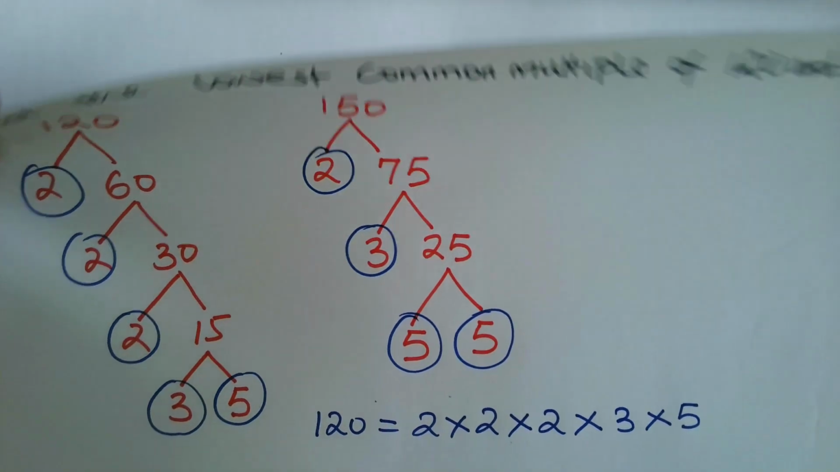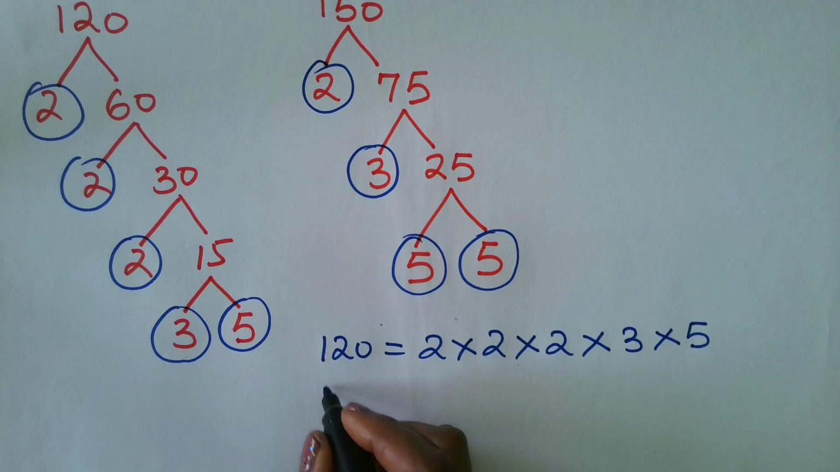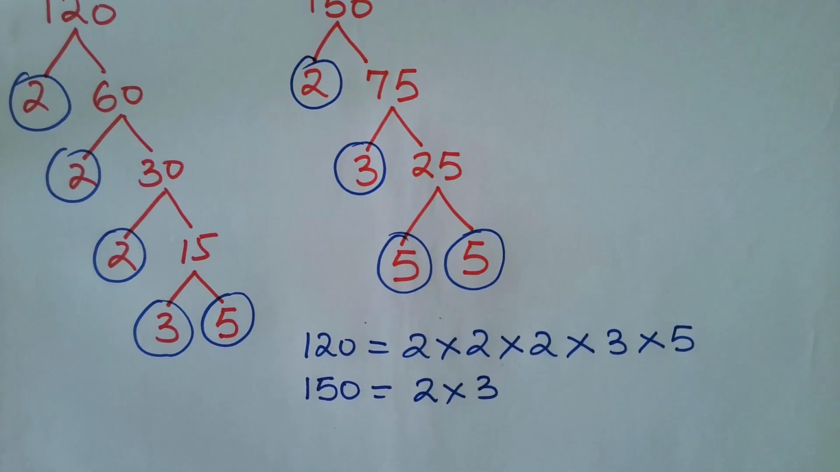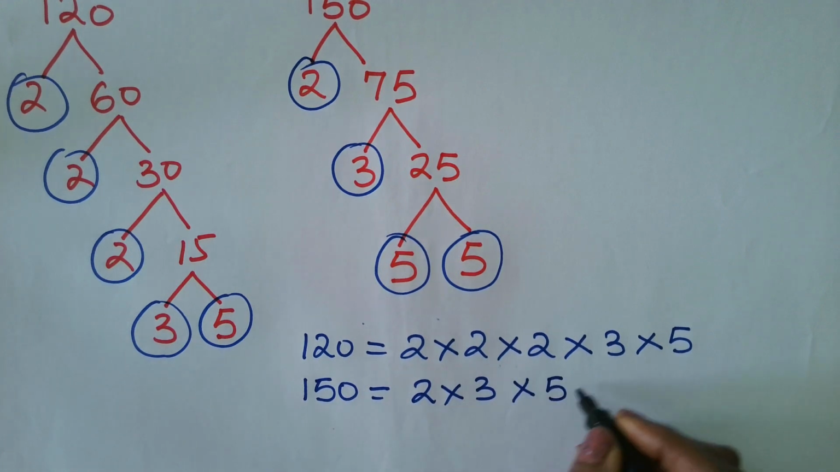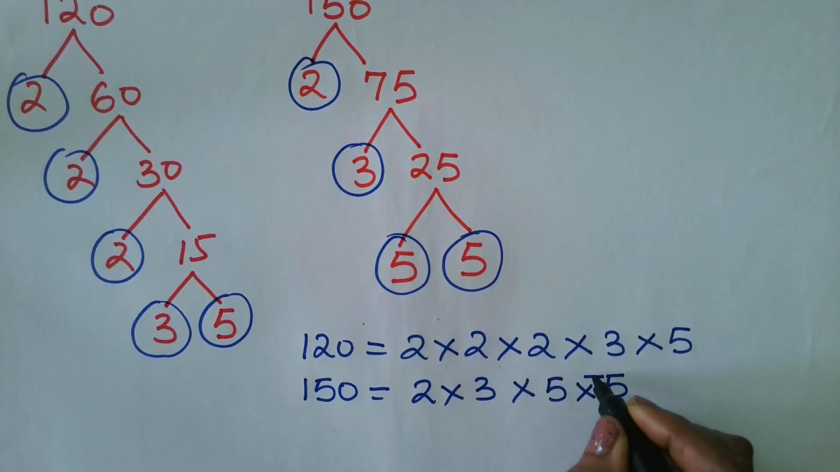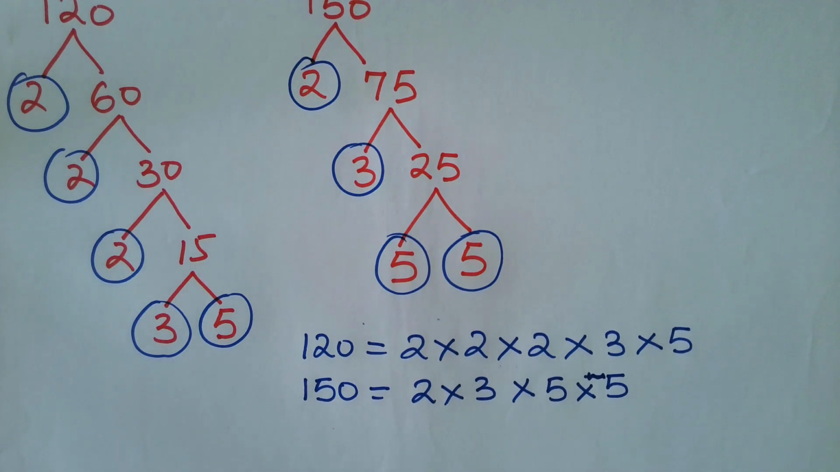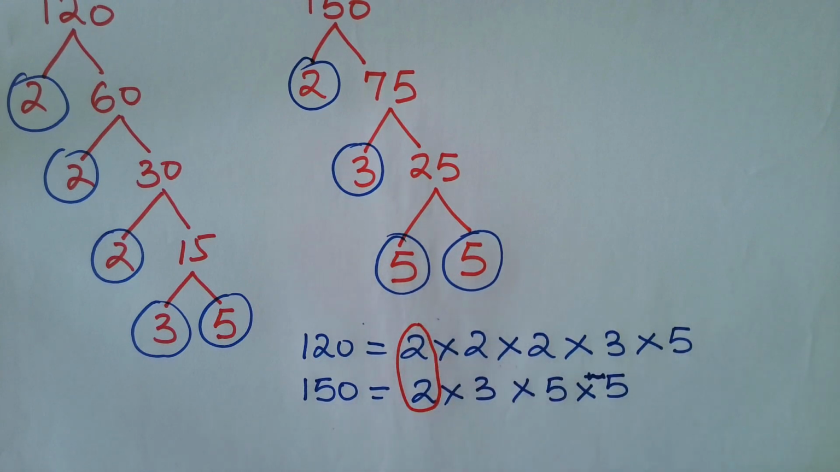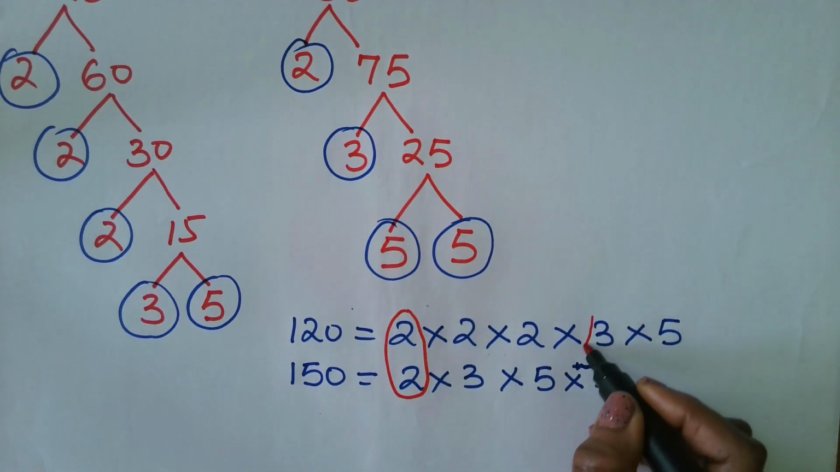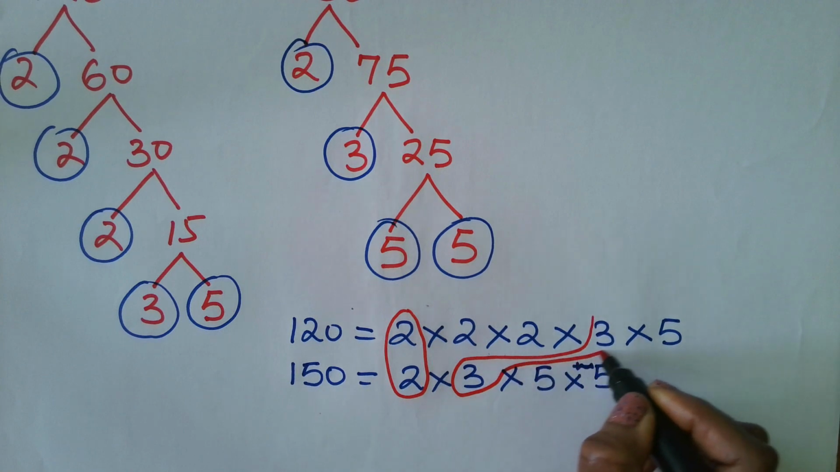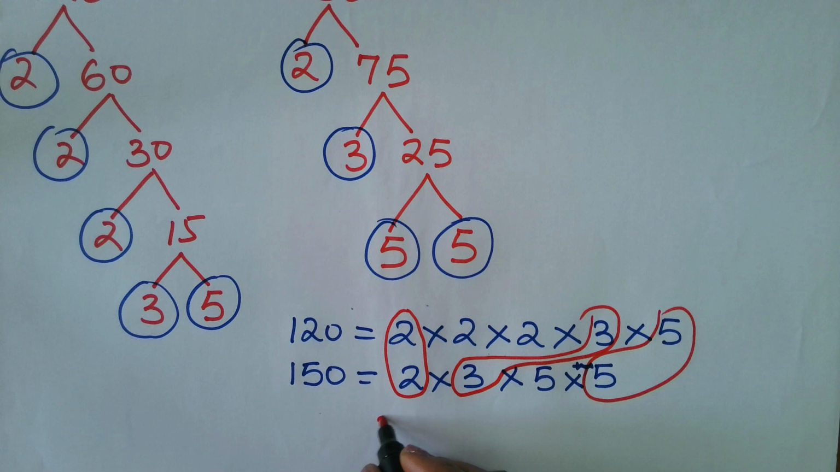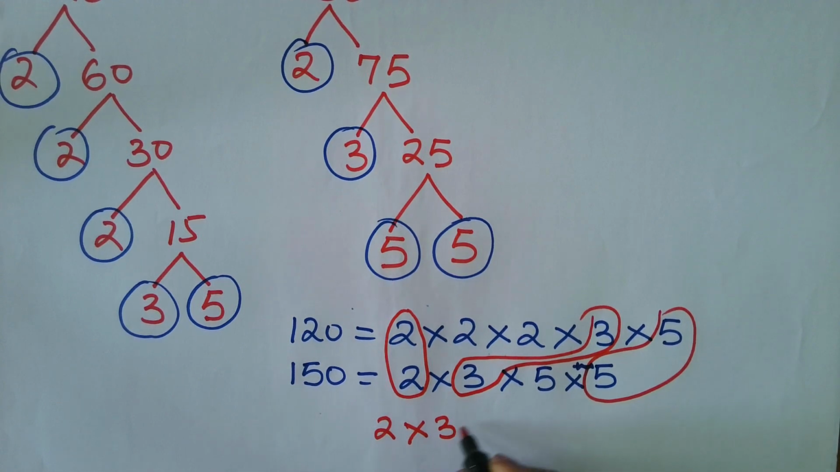And then we're going to write down 150. 150 will be 2 times 3 times another 5 times another 5. So we're going to circle the common numbers. We've got 2, and then we've got this 3, and then we've got 5. So we're going to write the 2 times 3 times 5. These are the common numbers.